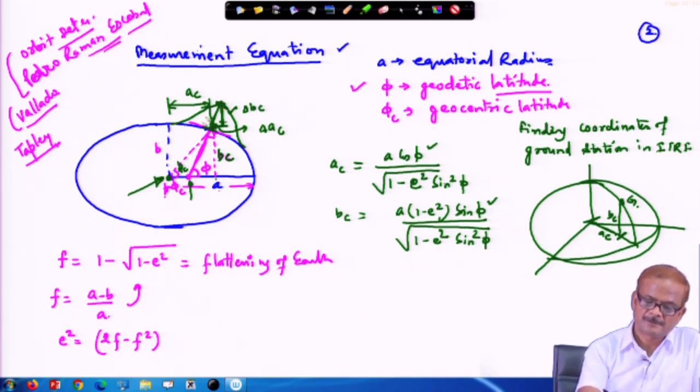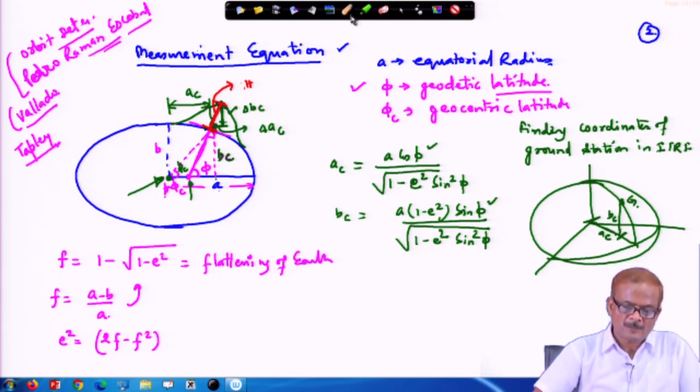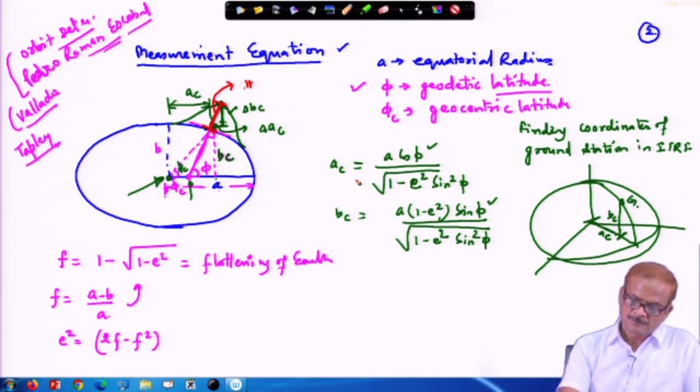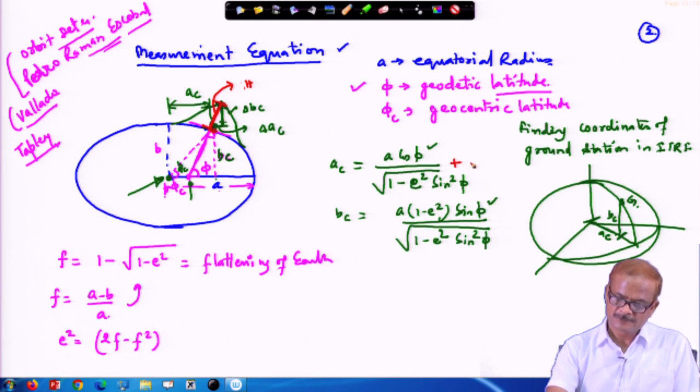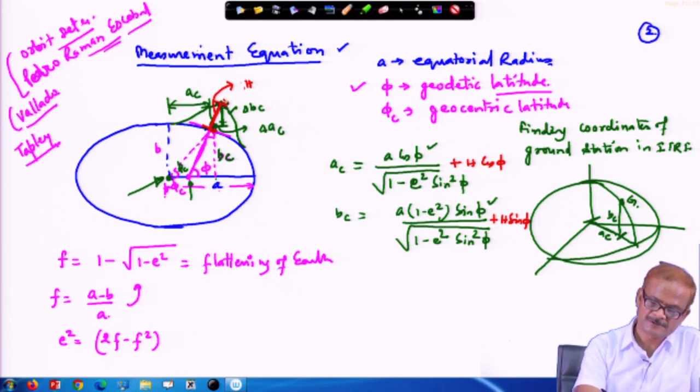So, you may be on a hill like this, you are sitting on a hill in this position, and this quantity is delta h, which is being measured from this point to this point. So, this is your delta h, or simply h, this is the height. To get the final value, we just add h cos phi to get AC and h sin phi to get BC. This is then the coordinate of the ground station at this point.